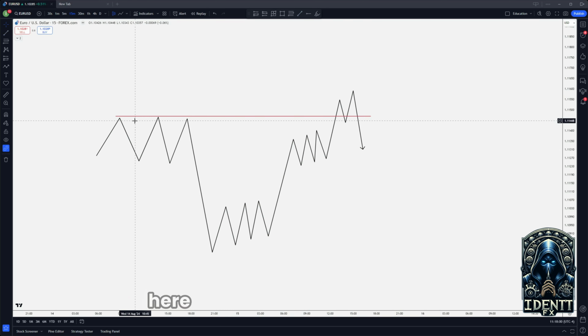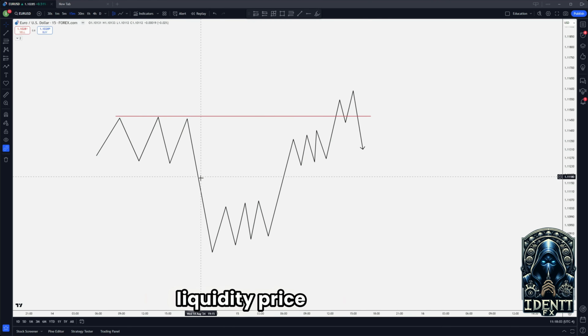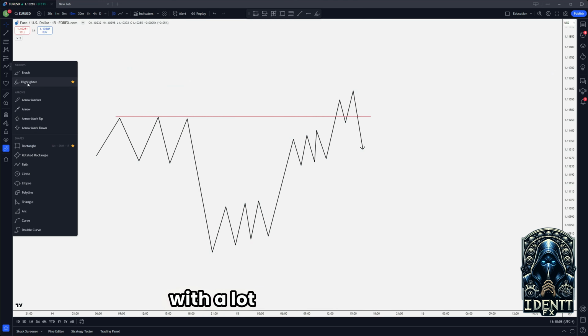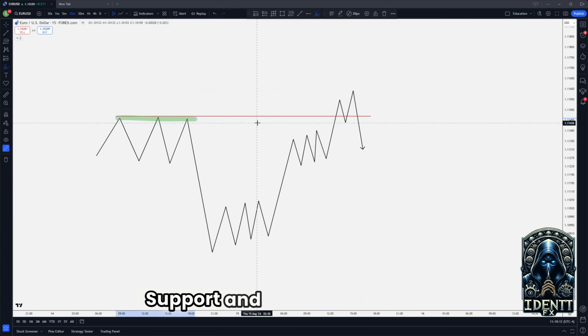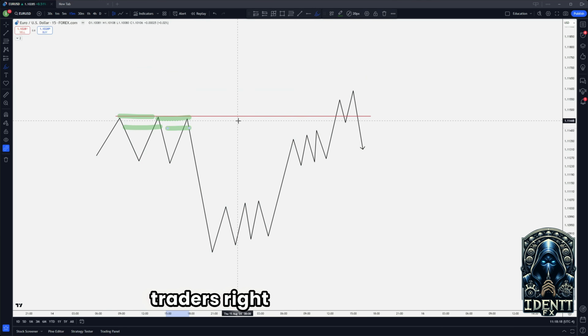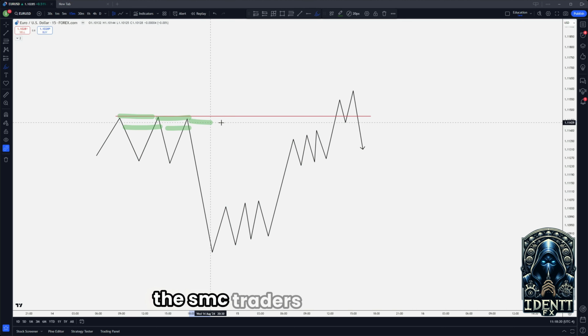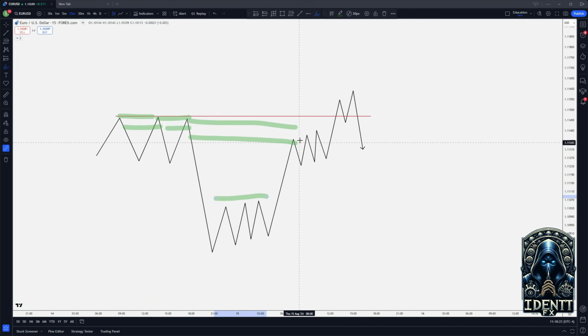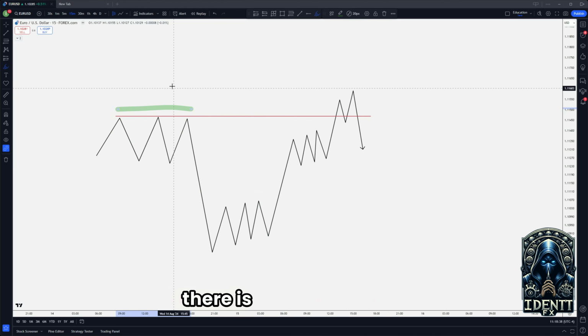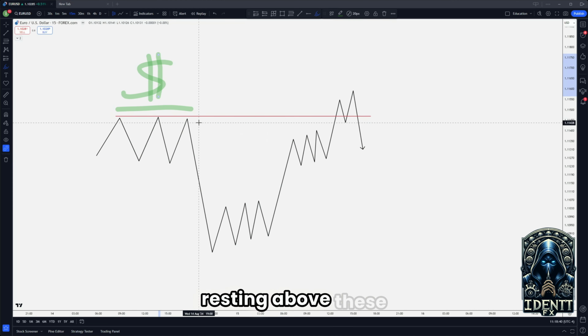So what we can see right here is that we had a buildup of liquidity. Price went lower, respecting that liquidity. So we know that a lot of traders, and with a lot of traders, I mean, we have the support and resistance traders. We have the supply and demand traders, right? We also have now the SMC traders, right? Because here we had a buildup of liquidity and here price tapped into that. And now even some ICT traders are watching this, right? Because they're using way too mechanical models. They forgot the bigger picture of what ICT actually is. So we basically know that there is a lot of liquidity resting above these highs right here.